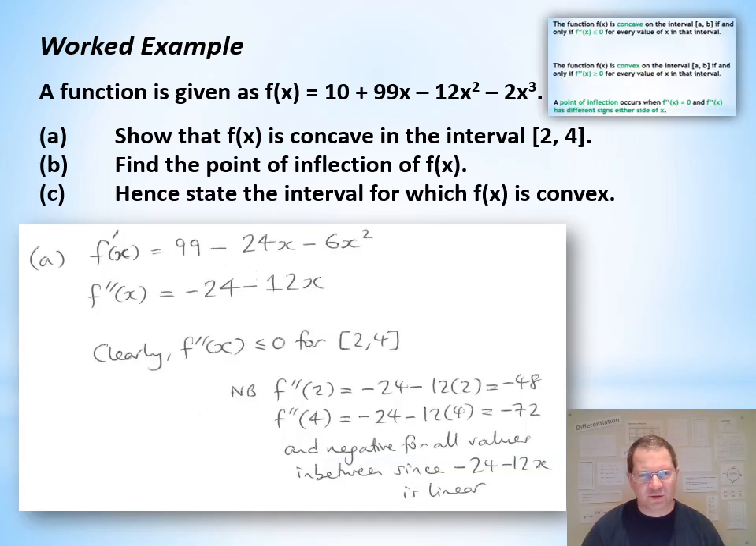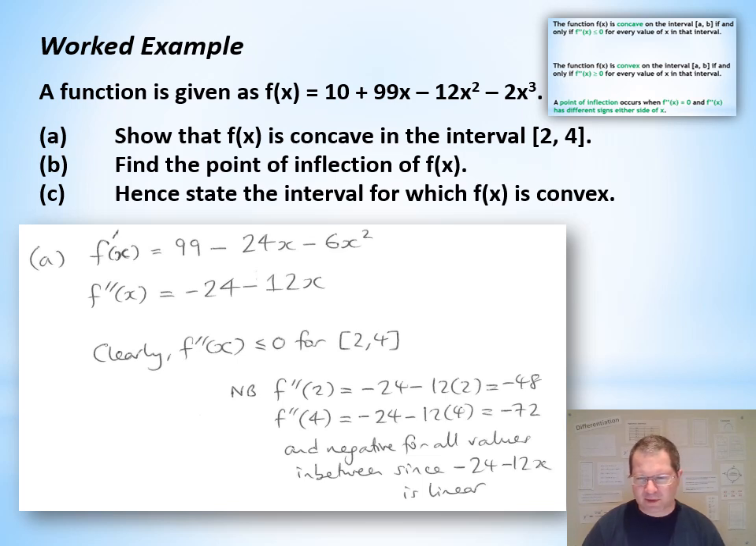So the first thing we have to do to show that f of x is concave in that interval is to differentiate it twice. f dash of x is 99 minus 24x minus 6x squared, and then f double dash x is minus 24 minus 12x, which is a linear function. Okay, now clearly it's less than or equal to 0 between 2 and 4.